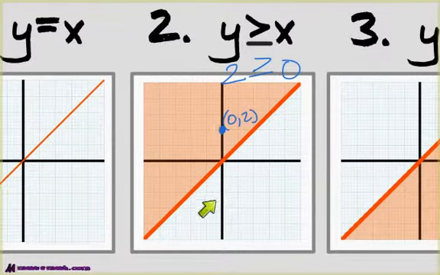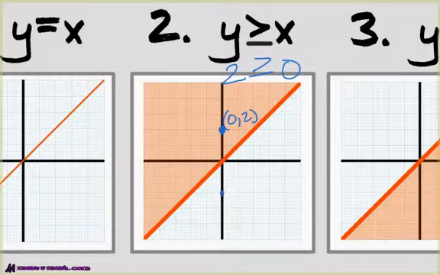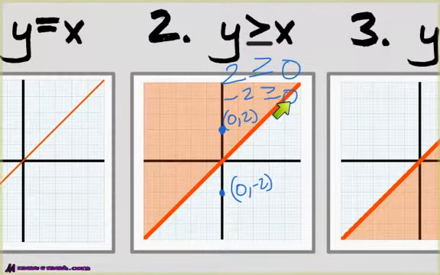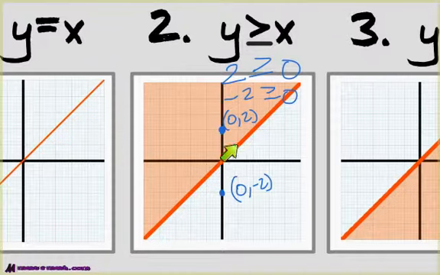Does that make sense? Whereas if I'd come down here and picked the point 0, negative 2, plugged that in, see what happens? We would get negative 2 is greater than or equal to 0. Is negative 2 greater than or equal to 0? No, it's not, so we don't shade down there. Does that make sense? So plug in a point if you're ever confused on how to shade, whether it's up or down, left or right.